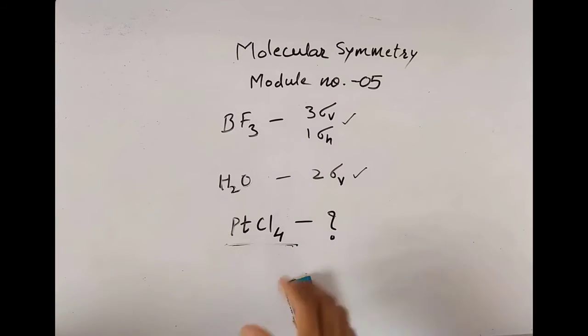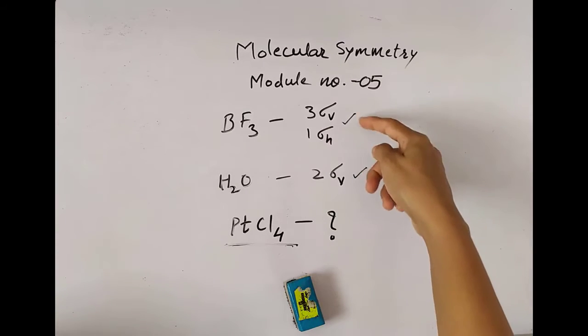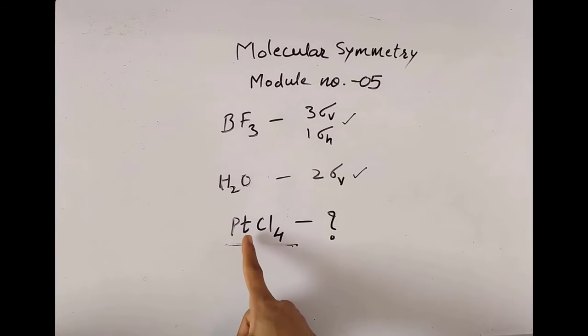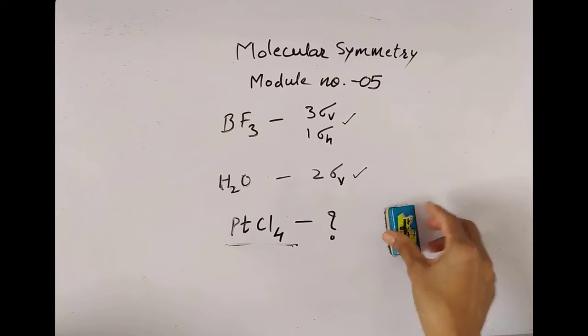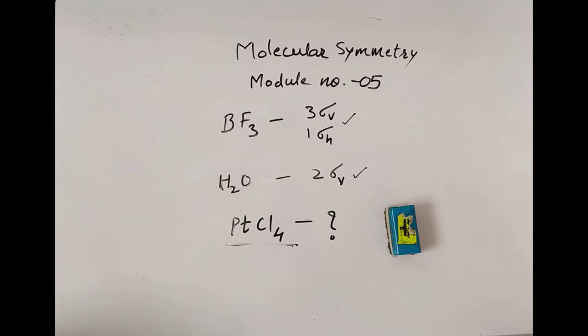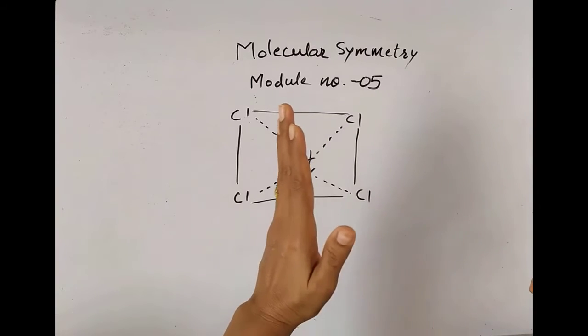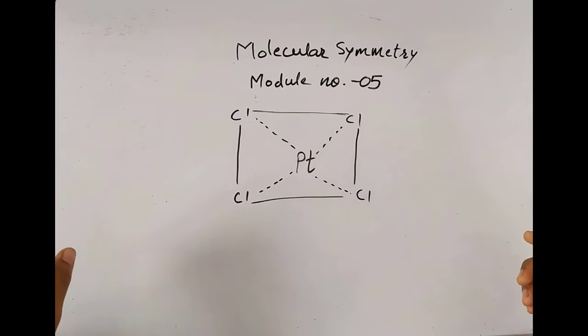I hope you will clear your concept about these planes before moving toward this, and then only you can watch how I am getting the planes in PtCl4 molecule. So now we'll start finding out the planes in PtCl4 molecule. This is the square planar PtCl4 molecule. As the PtCl4 molecule is also perfectly symmetrical in nature, as soon as you look at the molecule, you can find out the planes that are present in it.